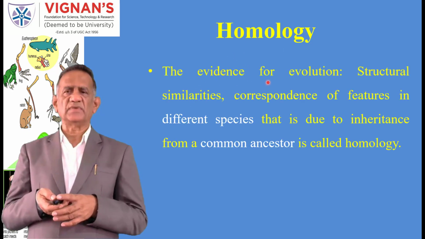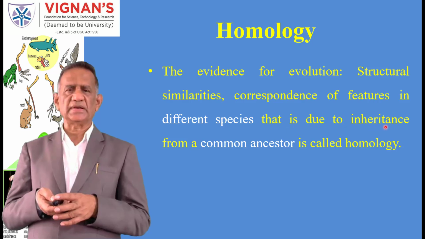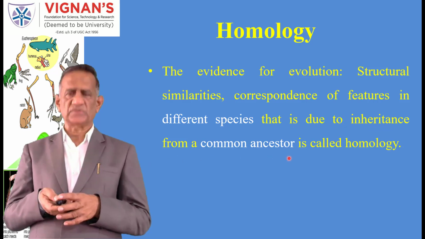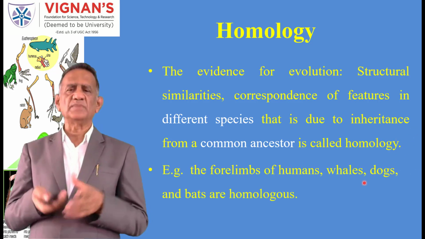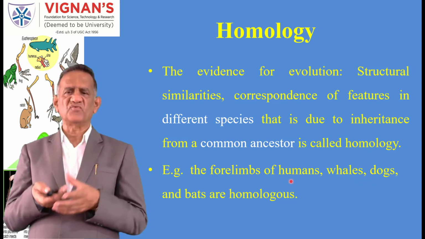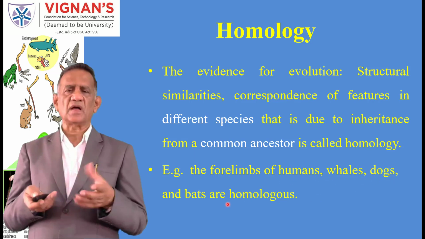This is an evidence for evolution. Structural similarities, correspondence of features in different species that is due to inheritance from a common ancestor, is called homology. Structural similarity and correspondence of features. Example: forelimbs of humans, forelimbs of whales, dogs and cats, they're all homologous.